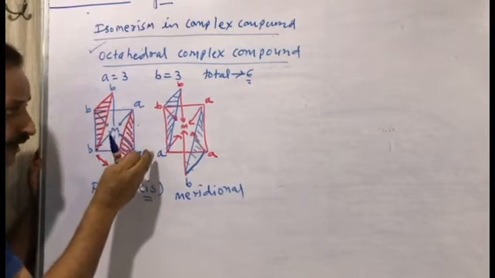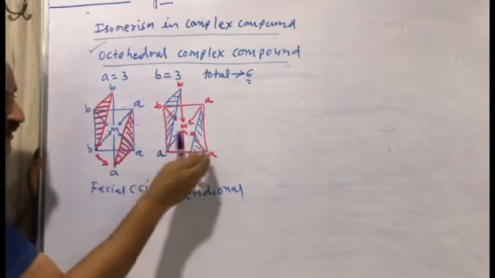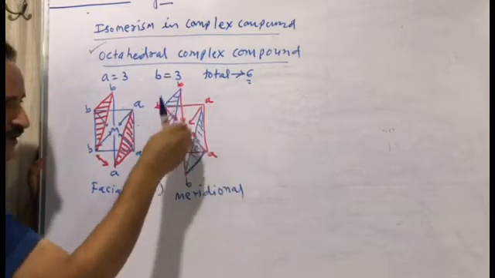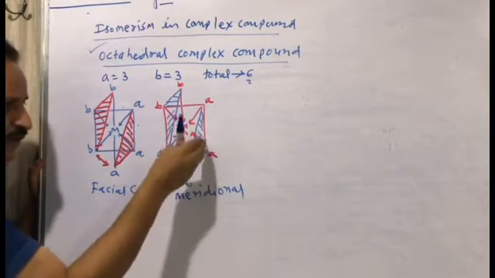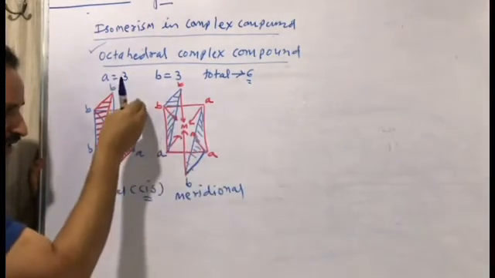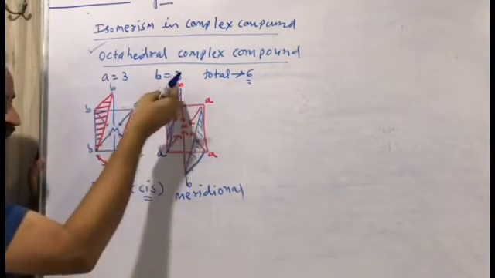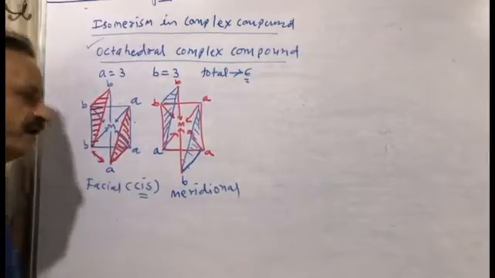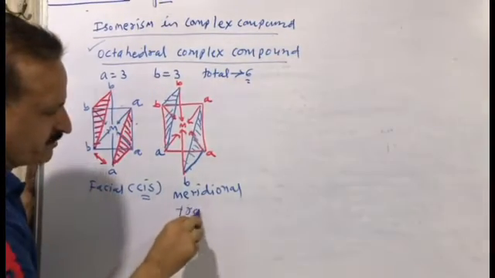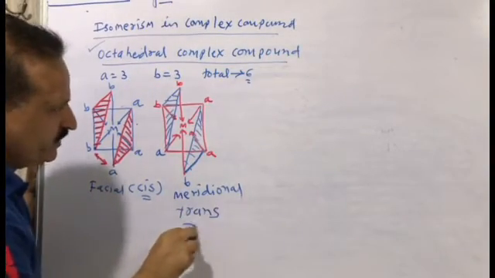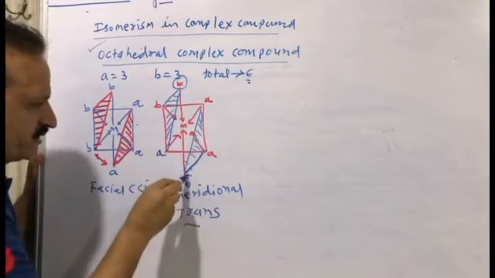But here B is not present. Here A and B are mixed. This triangle does not have 3A, while in this triangle there are 3A. Here there are 3B, here there are not 3B, so it is meridional, and it is said to be trans because the same ligands are at the opposite side.